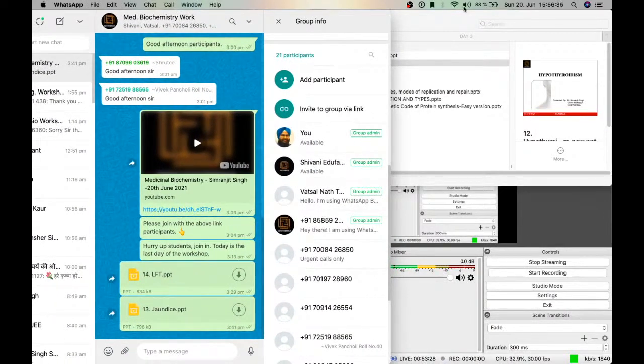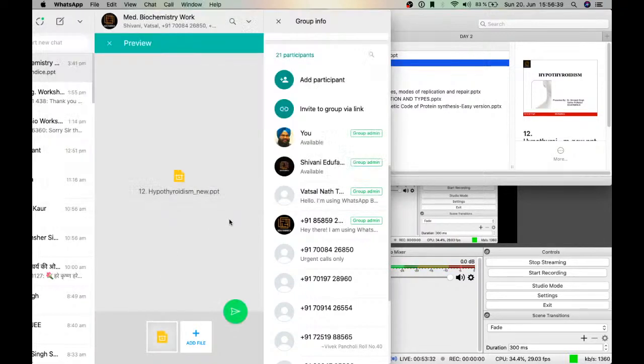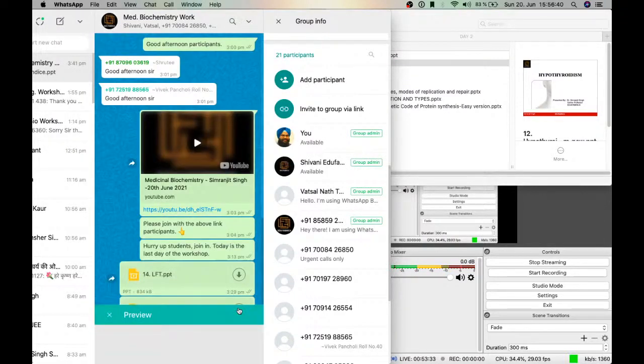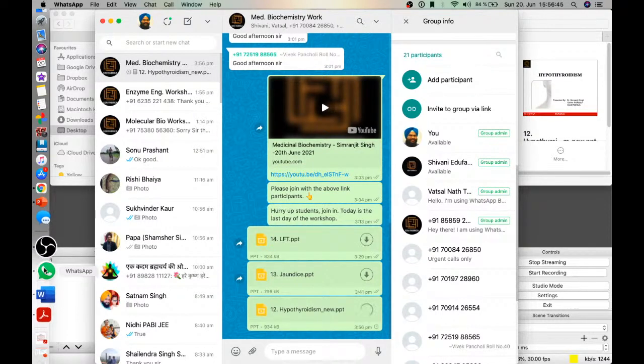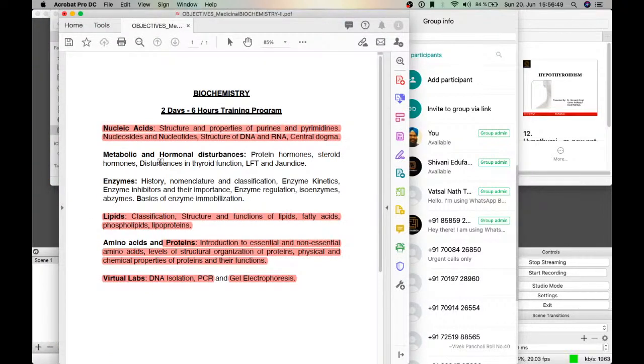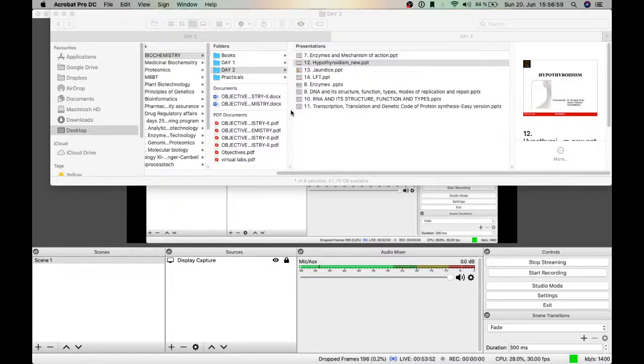So this was a clinical aspect of medicinal biochemistry, how it is important, how it is done. So we are done with this part also. Now the remaining lecture for the next 1 hour will be about enzymes.